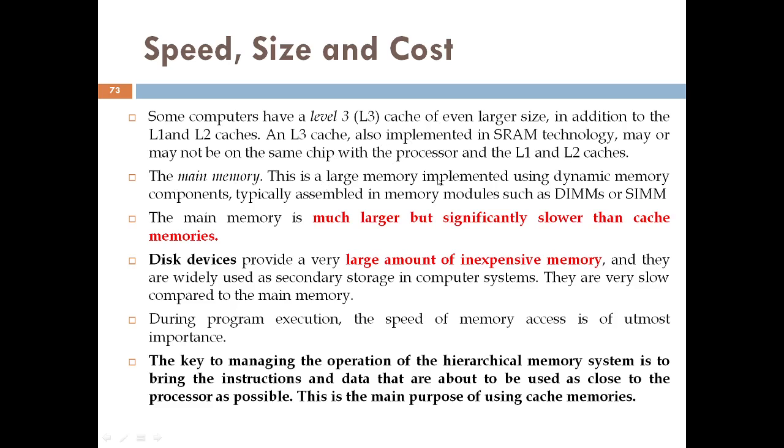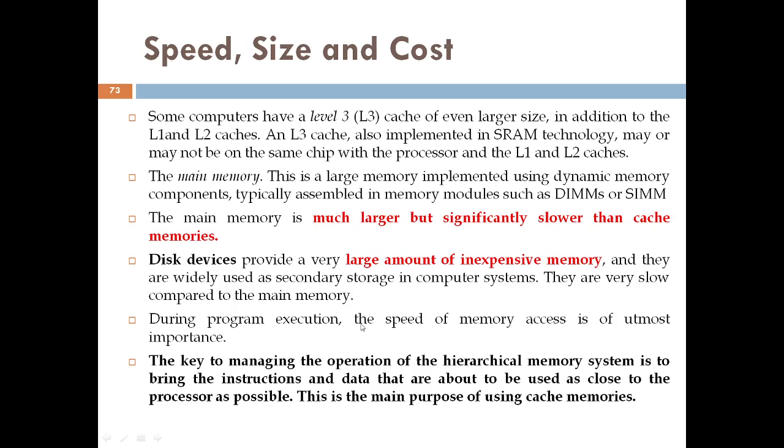The main memory is a large memory implemented using dynamic memory components, typically assembled in memory modules such as single in-line memory modules. The main memory is much larger but significantly slower than the cache memories, as we discussed. Secondary storage devices provide a very large amount of inexpensive memory, and they are widely used as secondary storage in computer systems. They are very slow compared to the main memory.